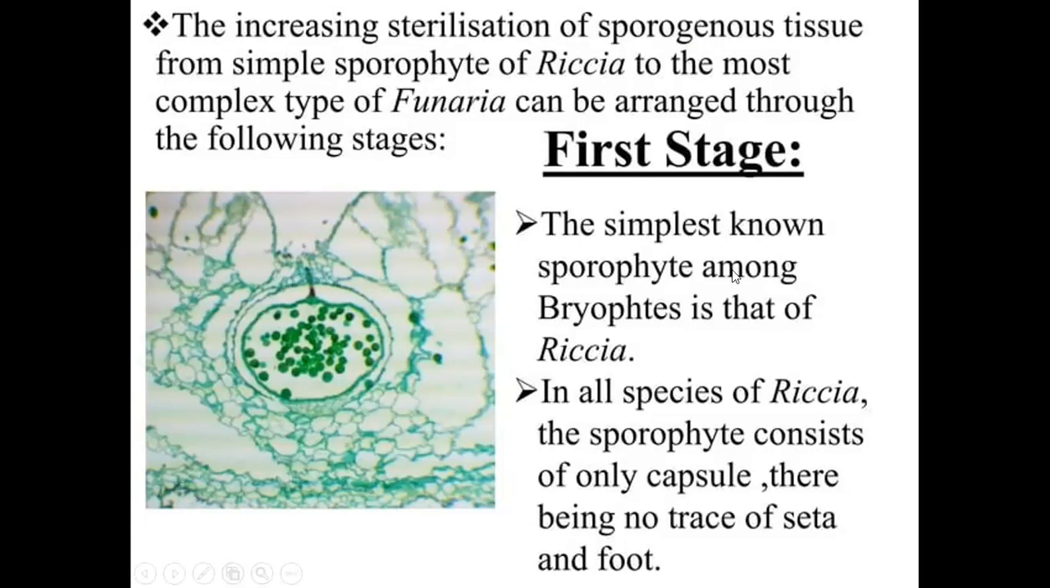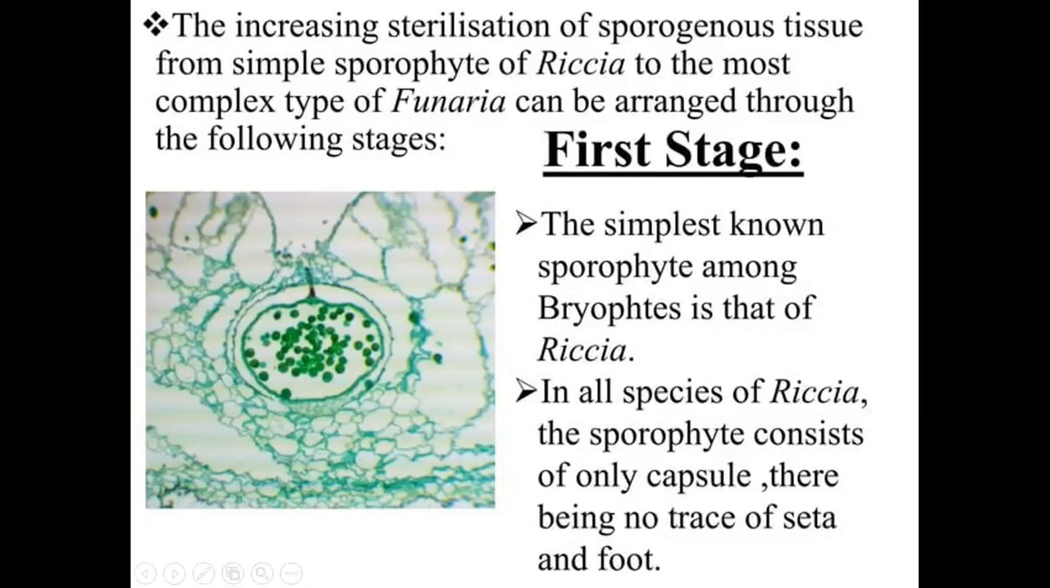Now, in the first stage, this complete evolution can be divided into the following stages. The first stage is the simplest known bryophyte, observed in Riccia. This is the primitive bryophyte that we call Riccia.